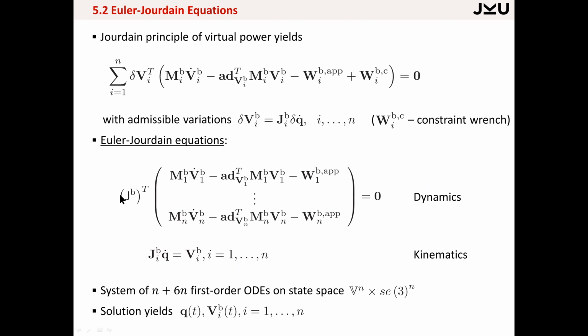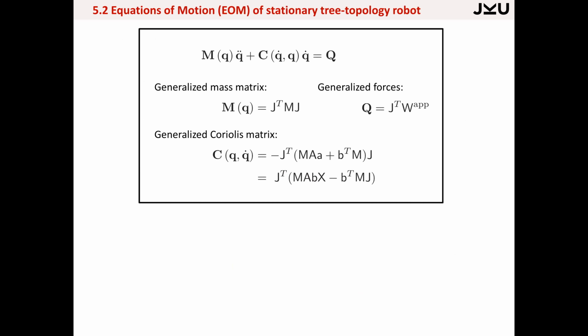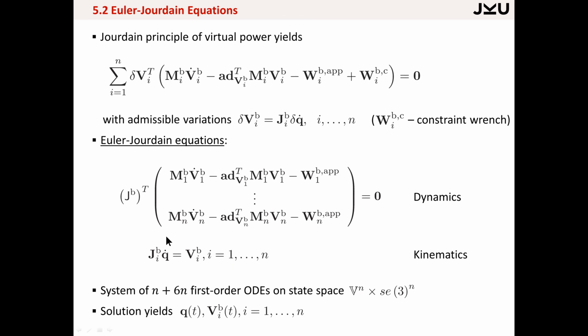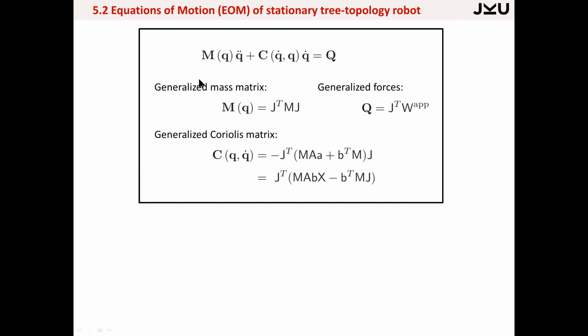And then by combining all these Jacobians in a big matrix called MJ, we get this kind of equations, and in the end you can actually refer to this equation as maybe the Euler-Jourdain equations. Summarizing this in a more compact form, by plugging this in for the individual twists and the time derivatives, what you get is a very compact form of the motion equations.